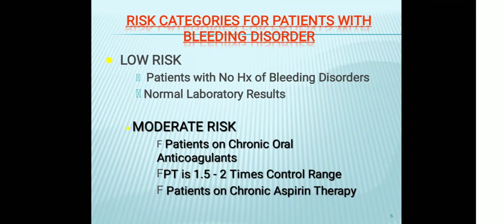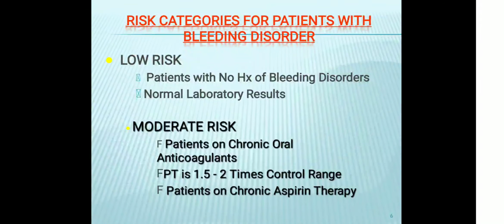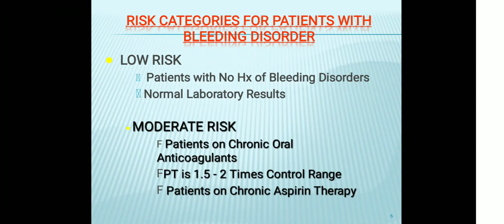Moderate risk means the patient is on chronic oral anticoagulant therapy like warfarin, etc. The prothrombin time is 1.5 to 2 times higher than the control range. The control range for prothrombin time is 11 to 12.5 seconds, and if it is 1.5 to 2 times that, they are moderate risk patients.